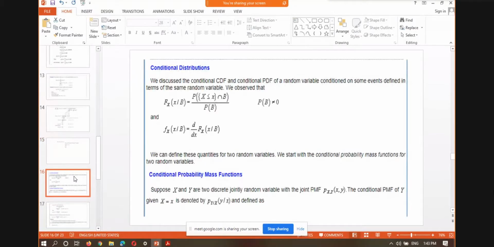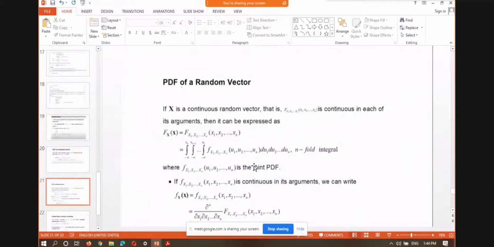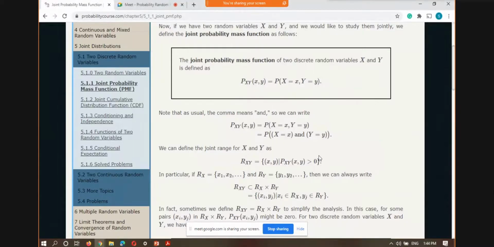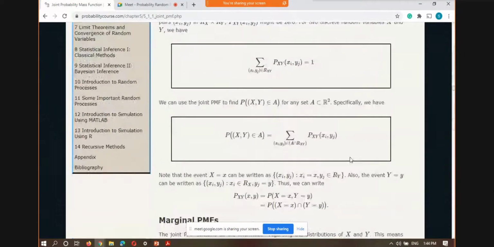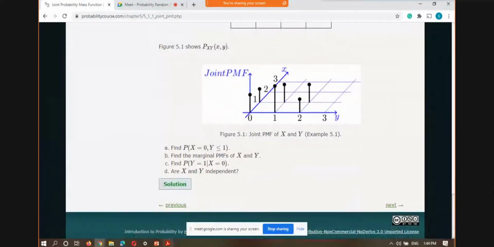Then conditional distribution. This was already discussed. Okay, now we go to this notebook.